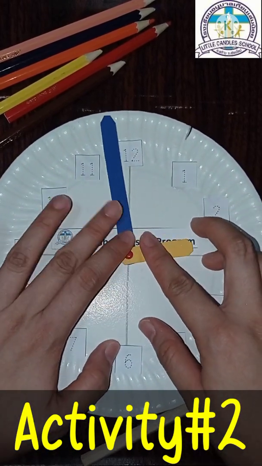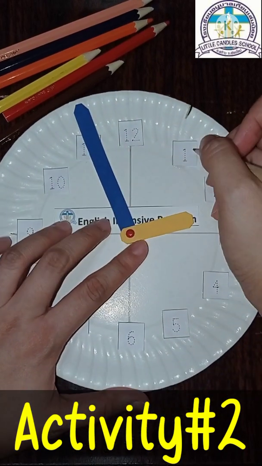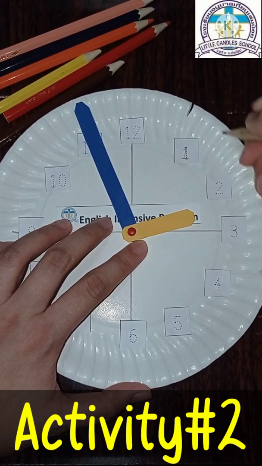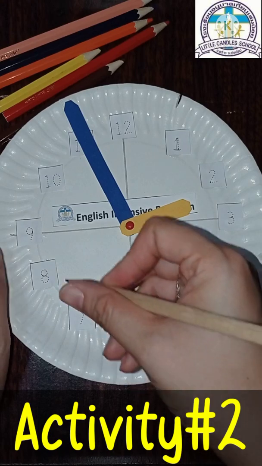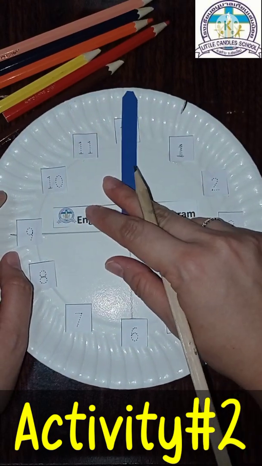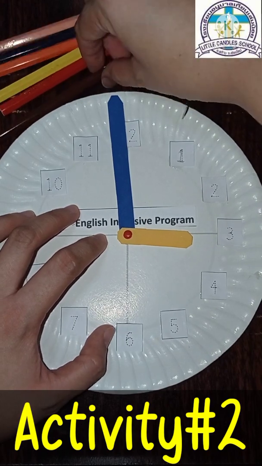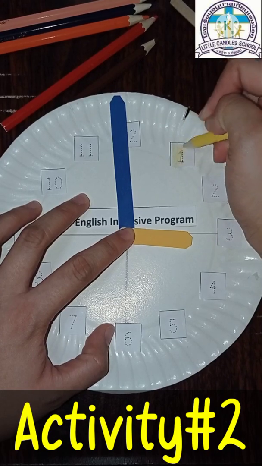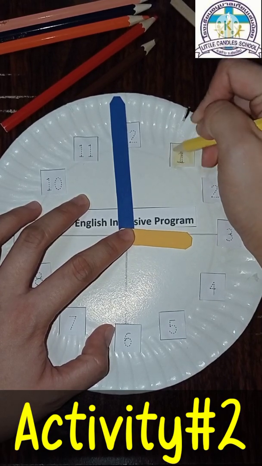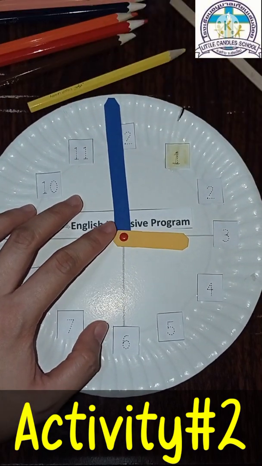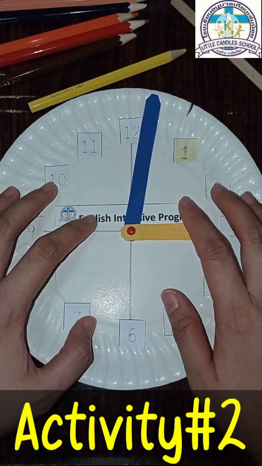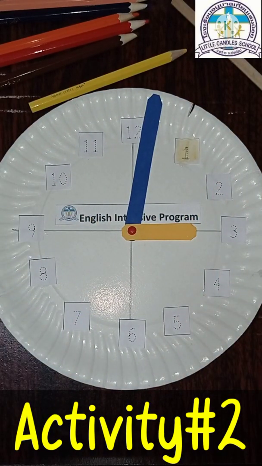Okay. So after you put that, you can trace also 1. 1, 2, 3, 4, 5, 6, 7, 8, 9, 10, 11, 12. After you trace everything, you can color. So example 1, maybe I'll choose yellow. Any color will do. So you will have a guide. Then you can look at your copy on your paper that says the time.